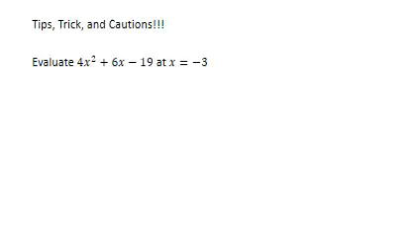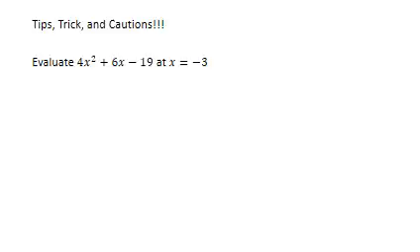So our first example that shows some of the tricks and tips and cautions is right here. We're supposed to evaluate 4x squared plus 6x minus 19 at x equals -3. So what does evaluate actually mean? It means that we're going to take this x value that we're defining as -3, and that's what we're going to plug in for x in both of the locations of x in the expression that we're working with.